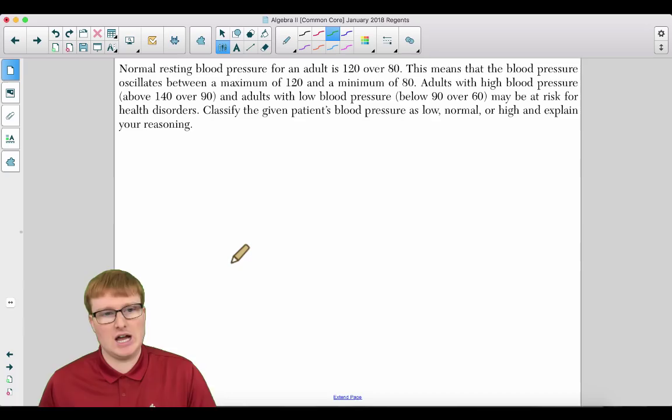Normal resting blood pressure for an adult is 120/80. This means that the blood pressure oscillates between a maximum of 120 and a minimum of 80. Adults with high blood pressure, which is above 140 over 90, and adults with low blood pressure below 90/60 may be at risk for health disorders. Classify the given patient's blood pressure as low, normal, or high, and explain your reasoning.